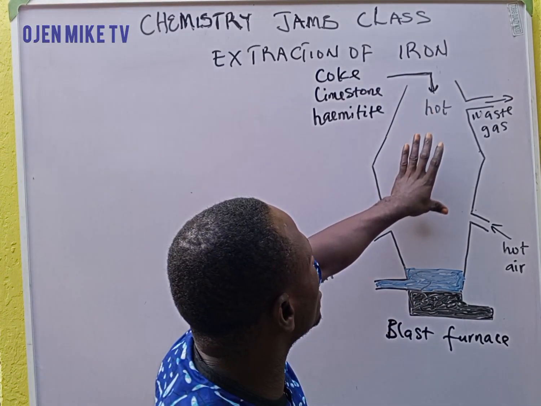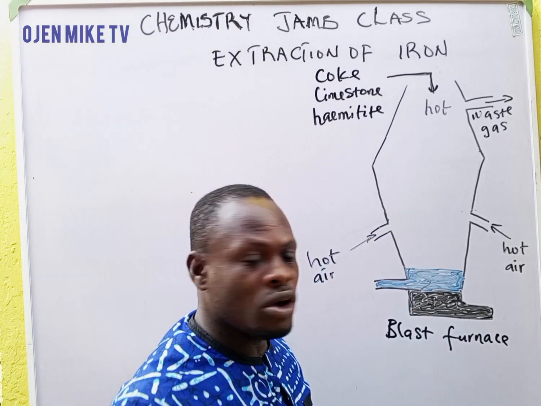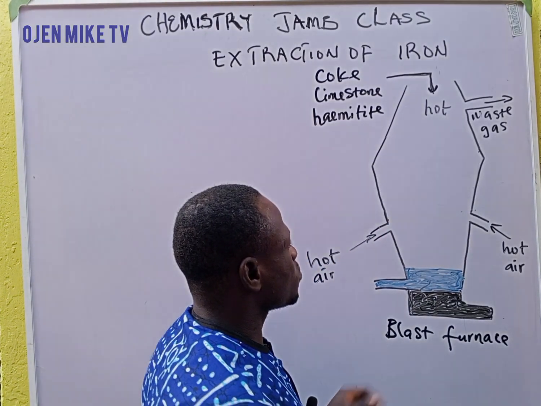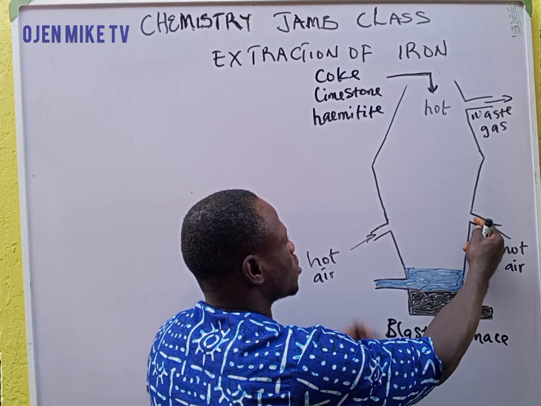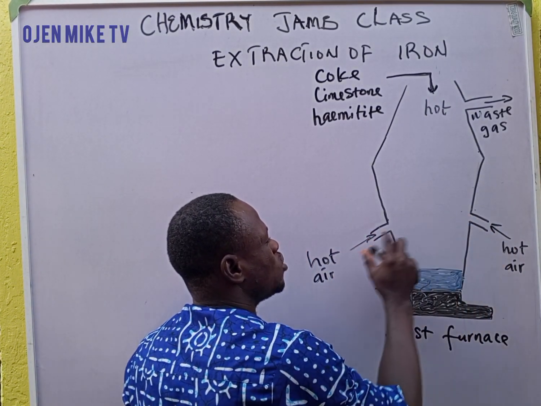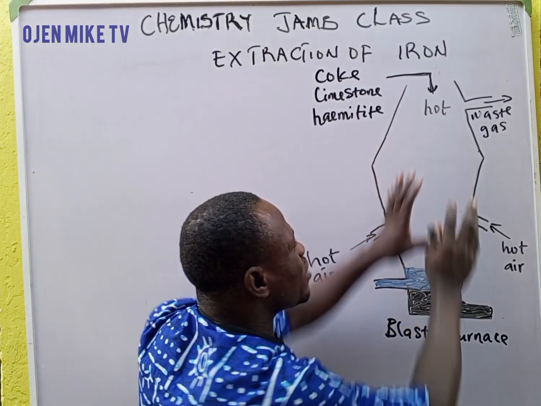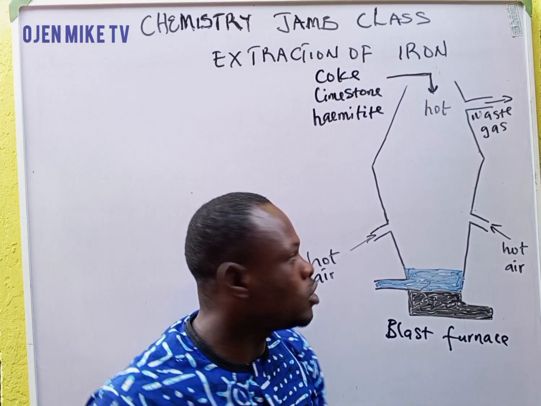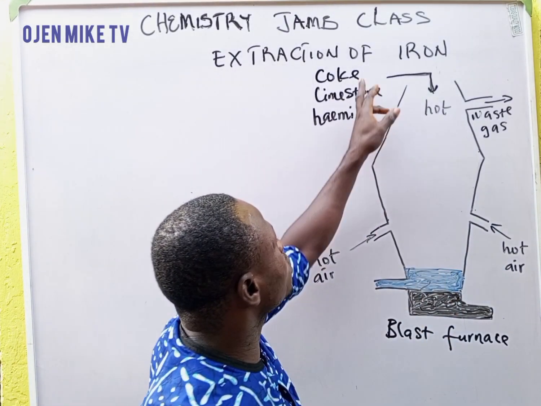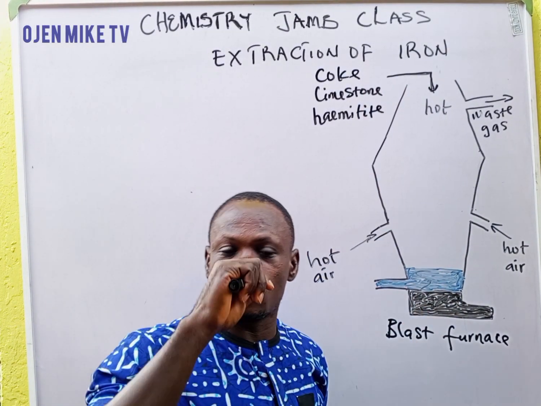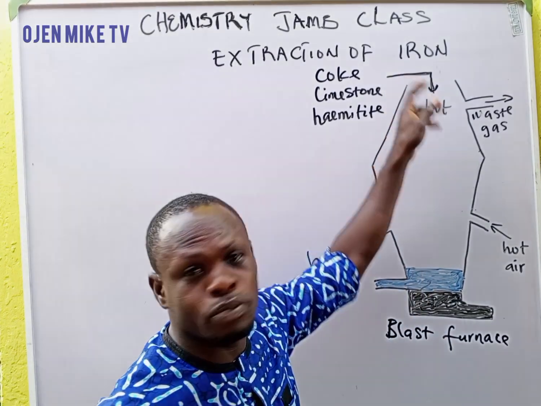Now, when you put these three things into this blast furnace, what you need to do is introduce your air. Your air is in this tunnel. You introduce your air here. As soon as you introduce your air, the blast furnace will be very, very hot. Why will it be hot? Because the air is oxygen. It will react with this coke. I'm not talking about the coke that you are drinking. I'm talking about coke made of what? Carbon.